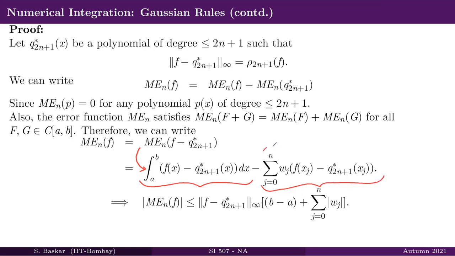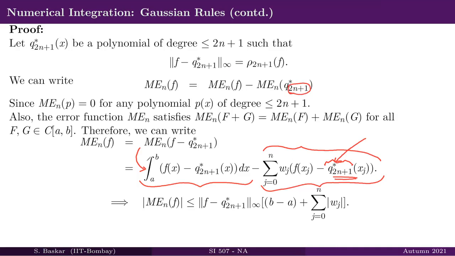Remember, this is nothing specific to Gaussian quadrature. It is just the general form of any quadrature rule that we make. But what is specific to Gaussian quadrature is that it is exact for polynomials of degree up to 2n plus 1. This is where we are more specific to Gaussian quadrature. Otherwise, all these steps will go through for any quadrature rule, but the polynomial degree should be chosen appropriately depending on what kind of quadrature rule we use.